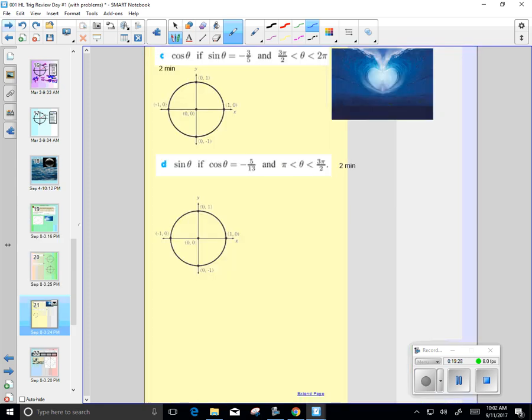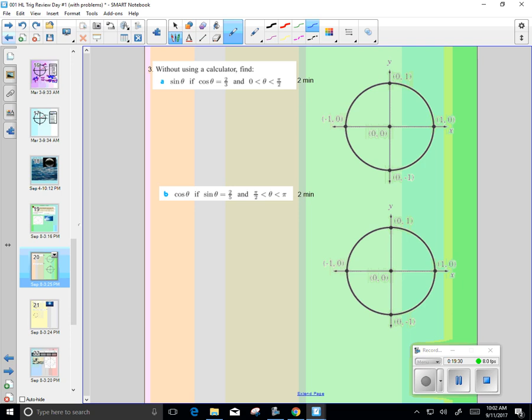And then I just wanted to real quickly show you, without using a calculator, the sine. Find the sine if the cosine is 2/3. Let's say the radius is not going to be 1. We can still work with it. Right triangle between 0 and pi over 2. The cosine is 2/3, adjacent over hypotenuse. What will this side be? Very good. Square root of 5.